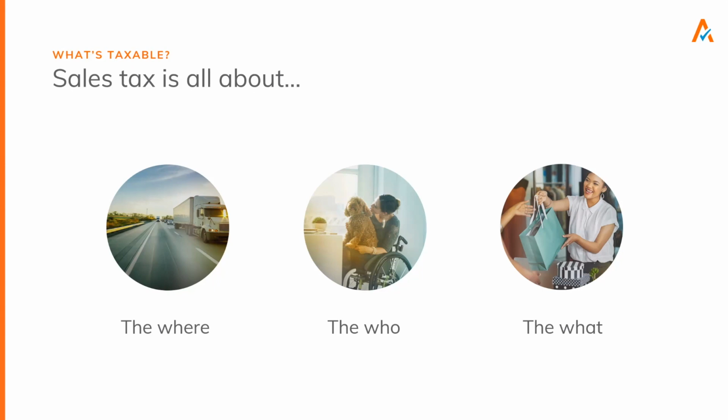And then lastly, it's the what. What are you selling? Is it a good? Is it a service? Is it software? And are there other line items that may show up on this order invoice? It's important to understand the what to ensure that you're taxing these products and services appropriately in your home state, but also in other states as you expand your Nexus footprint.